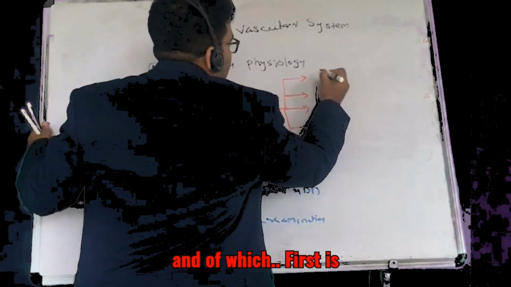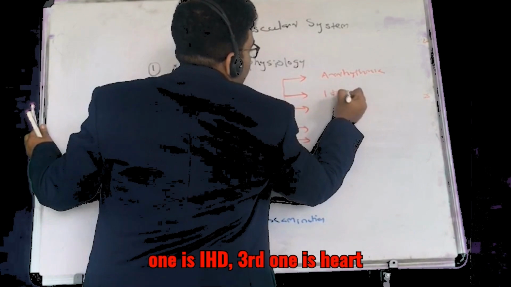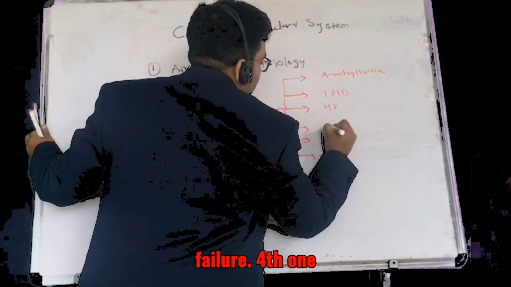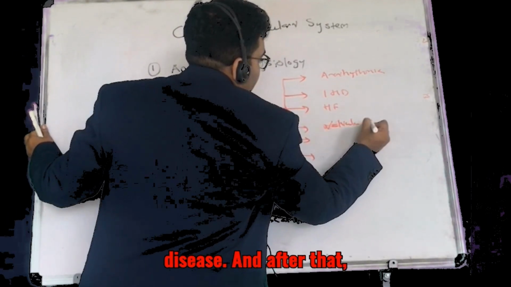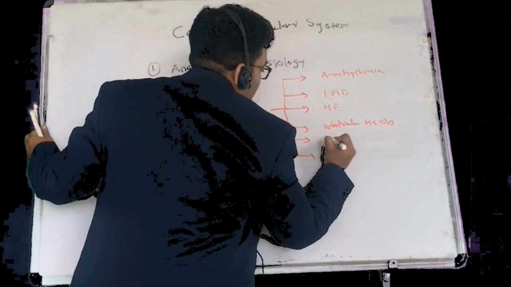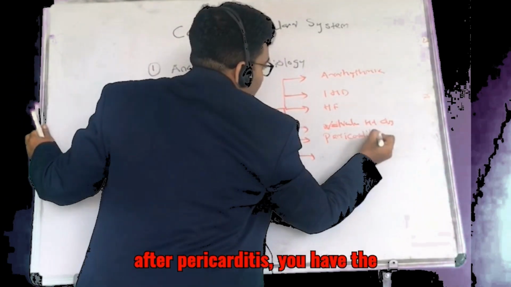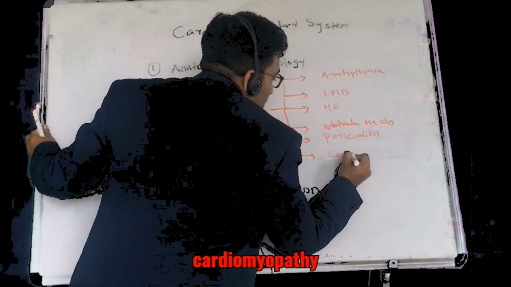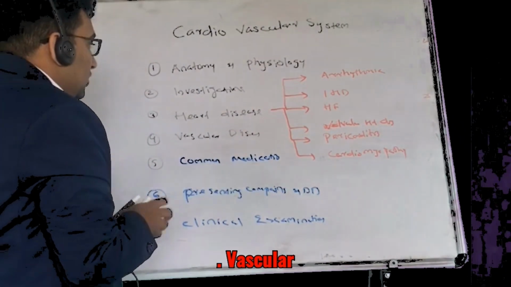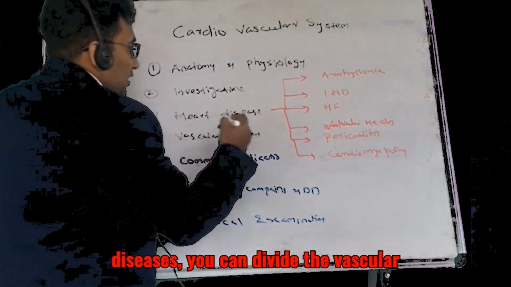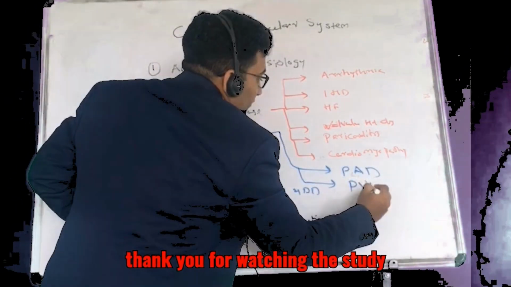Of which the first is arrhythmia, the second one is IHD, the third one is heart failure, the fourth one is valvular heart disease, and after that, before cardiomyopathy, we have to deal with pericarditis. After pericarditis you have cardiomyopathy. And in vascular diseases, you can divide them into two categories: peripheral artery disease and peripheral venous disease.